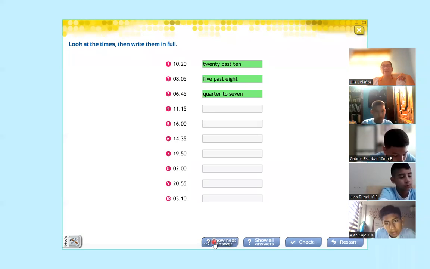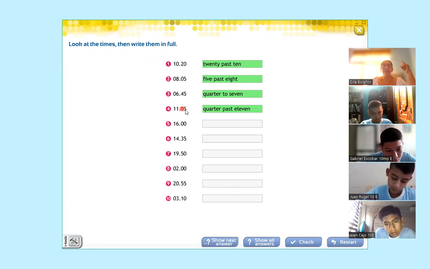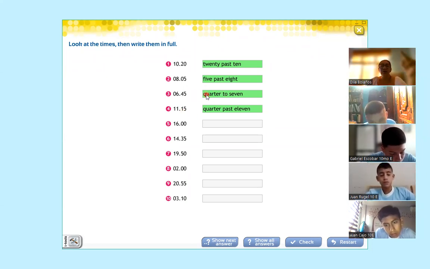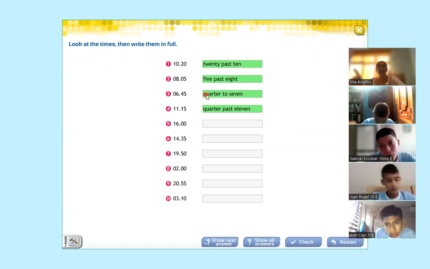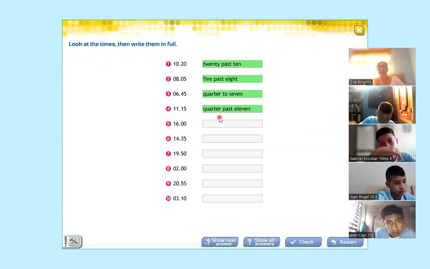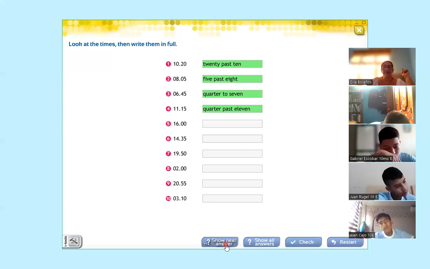Quarter past 11. Very good. Remember, 15 minutes, pay attention to this, 45 or 15, we said a quarter. What is the difference? Quarter to is 15 minutes to the next hour, or quarter past when it's passing the minutes before that, okay? Be careful with that expression. Number 5. 4 o'clock. Continue, number 6.